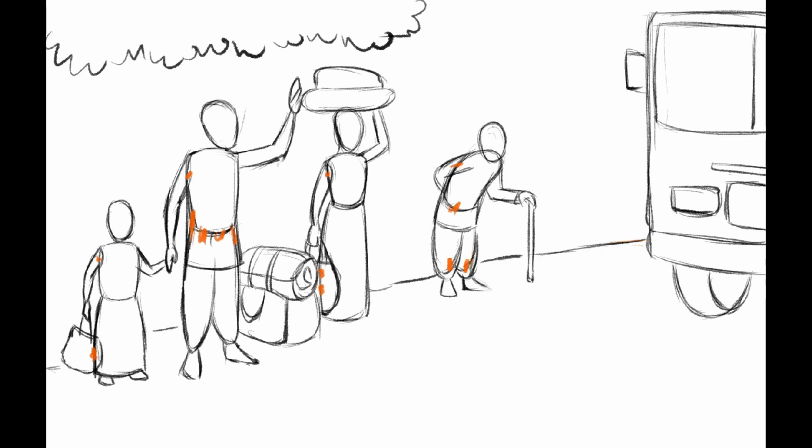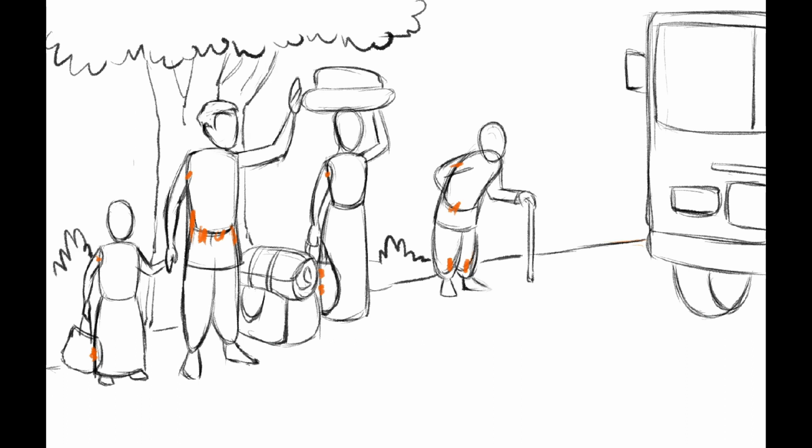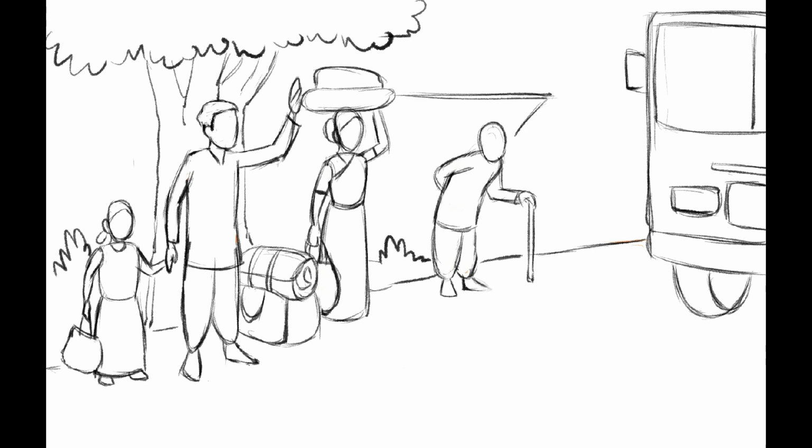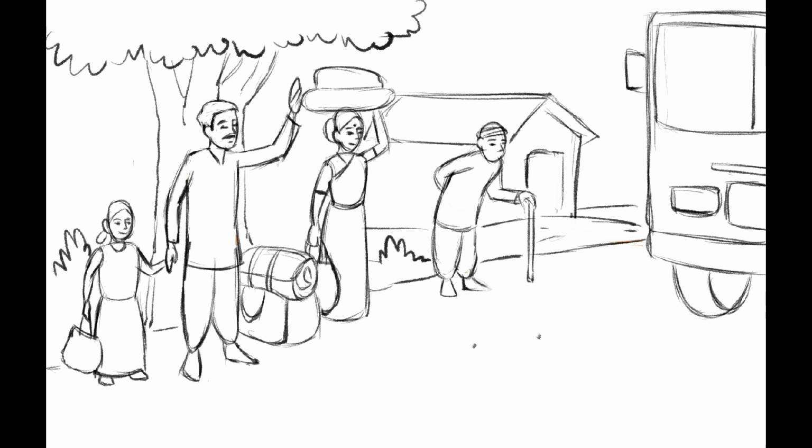Let's move to drawing the scenery and background. Our background comprises a tree, a house, and mountains. Also add a few bushes around the tree.